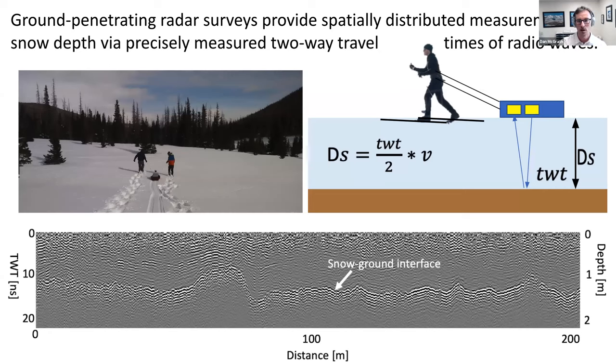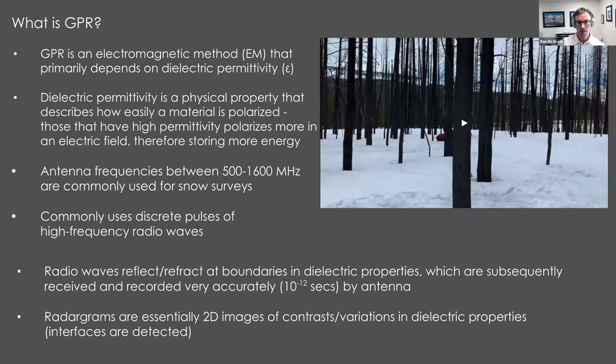This is the primary reflector that we're interested in and what we've archived at the National Snow and Ice Data Center. You can see in the radargrams that there's a lot more information. You can see the internal stratigraphy in the snowpack, but the primary products that we've developed are snow depth and snow water equivalent estimates. GPR, as I said, is an electromagnetic method that's really sensitive to something called dielectric permittivity, or epsilon. For those not familiar with this term, it's a physical property that describes how easily a material is polarized. A material that has high dielectric permittivity is going to polarize more easily in an electric field and therefore store more energy as a result.